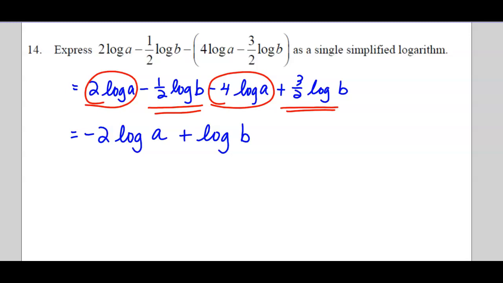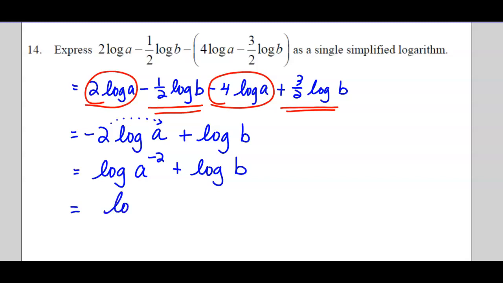Can't use the product law or the quotient law yet because of this too. So what I like to do is use the power law to get it back up into the exponent. Okay. Or you can leave the negative out front if you wanted to. But now if I'm adding these, the coefficients are 1, then it's the product of those. And we like to use positive exponents.